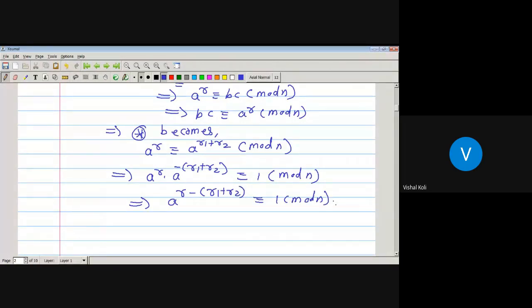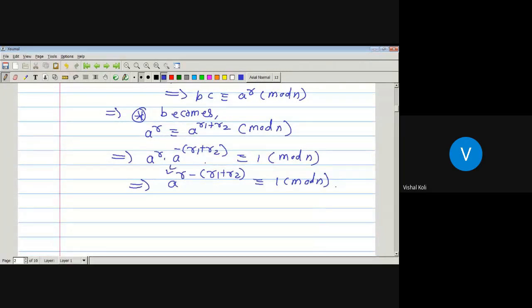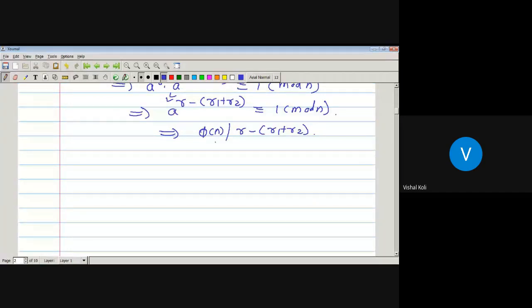Again, we know that a is a primitive root of n, then a to the power phi of n is congruent to 1 modulo n, and a to the power k is not congruent to 1 modulo n whenever k is less than phi of n. As we get a to the power r minus r1 plus r2 is congruent to 1 modulo n, then this integer must be a multiple of phi of n. Therefore, phi of n must divide that integer, which implies phi of n divides r minus r1 plus r2. But again, we have to use the definition of congruence. As phi of n divides the difference of the two integers r and r1 plus r2, then it is nothing but r is congruent to r1 plus r2 modulo phi of n.